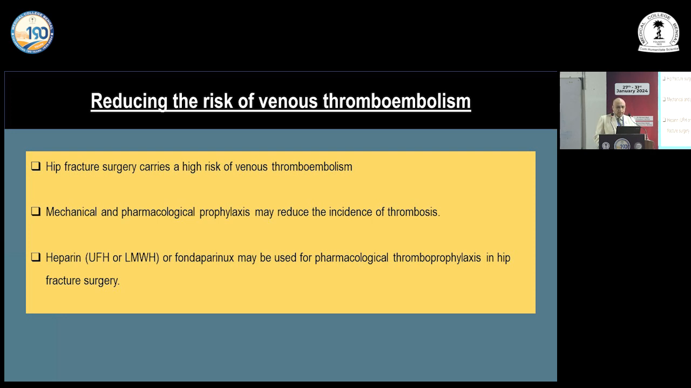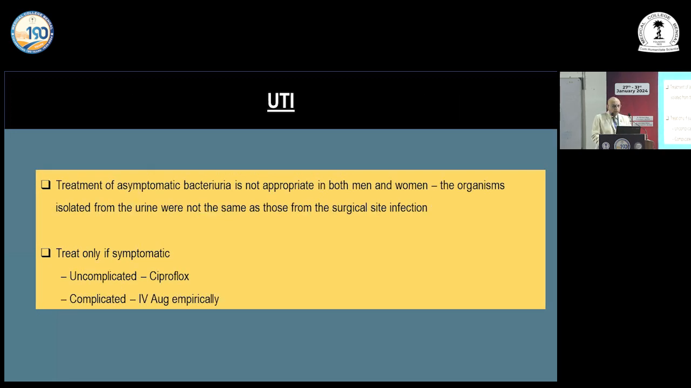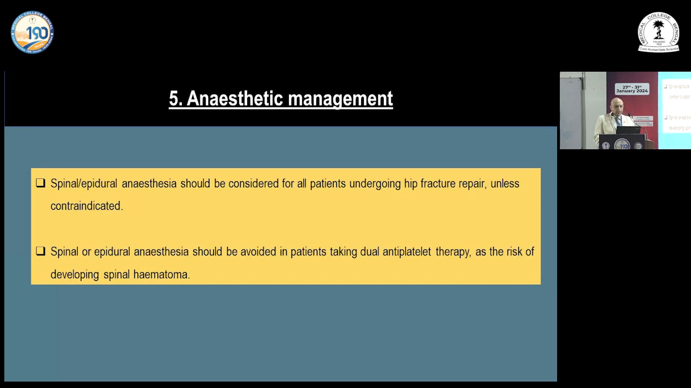All hip fracture surgery carries a high risk of venous thromboembolism, so mechanical and pharmacological prophylaxis of thrombosis should be undertaken. Asymptomatic bacteriuria doesn't require treatment. If it is complicated or symptomatic, then it should be treated with antibiotics prior to the surgery.